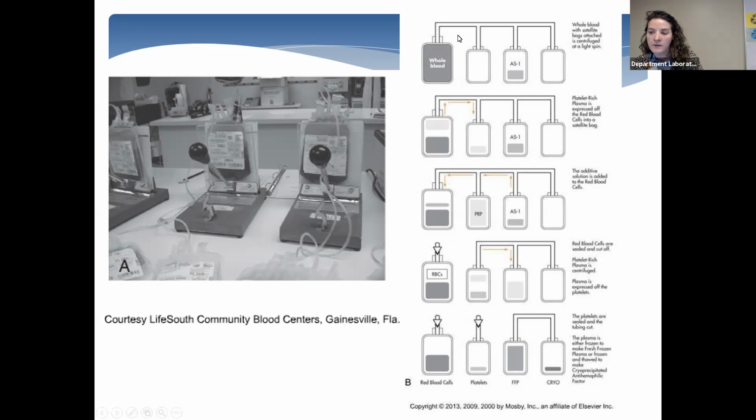So in this diagram, we are at this point right here. Notice that our platelet-rich plasma has been expressed off, and then we can add Adsol 1 to our red cells. Okay.